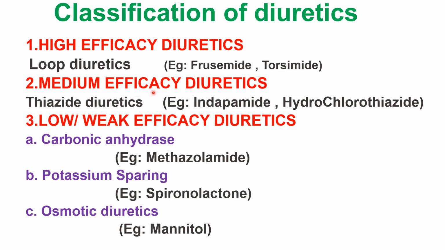Second one, that is medium efficacy diuretic, thiazide. Third one, low or weak efficacy diuretic, that is carbonic anhydrase, potassium sparing, osmotic diuretics. You can remember these three: high efficacy, medium efficacy, low efficacy, and remaining you can write loop, thiazide, carbonic, potassium, and osmotic. So furosemide is one of the very important questions which will be asked in 5 marks.